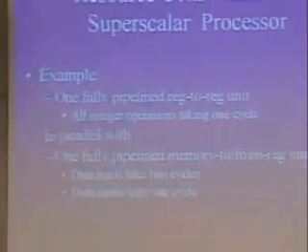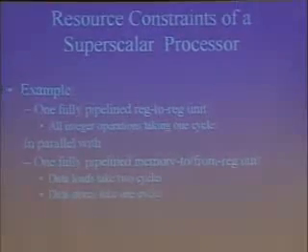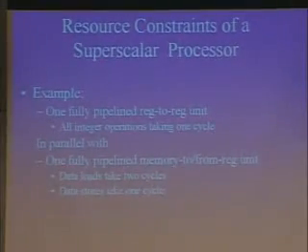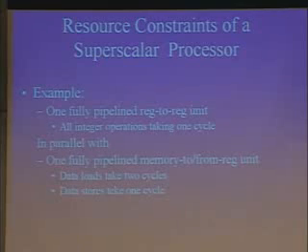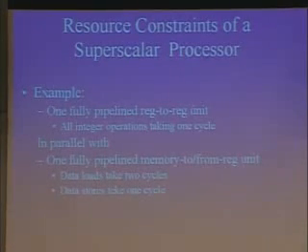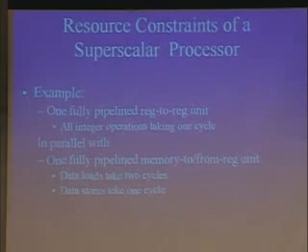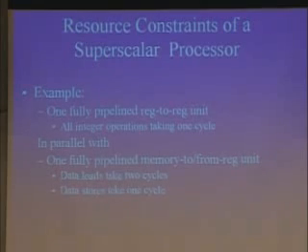So here's a very simple example. Assume I have two different execution units. One does only register to register operations, so no memory operation involved, and I can get everything done in one cycle. And the other one is for register to memory and memory to register operations. So I'm reading from a register and putting it to memory, or vice versa.